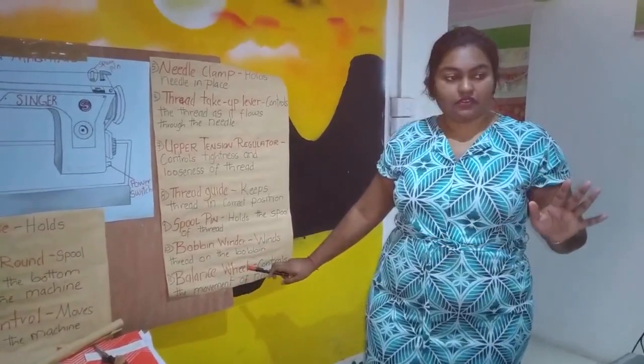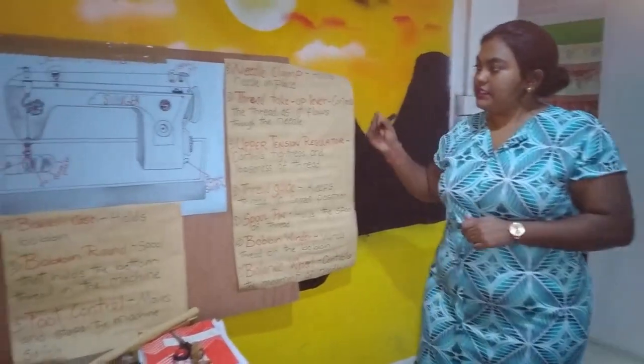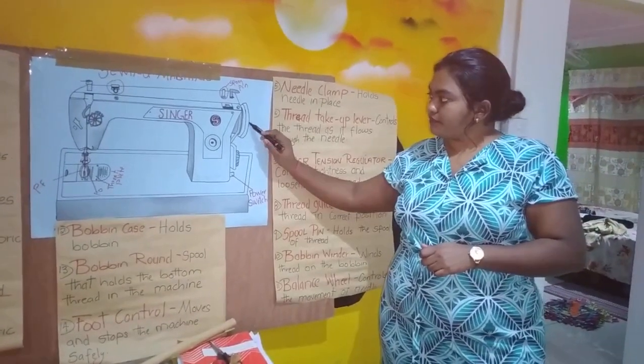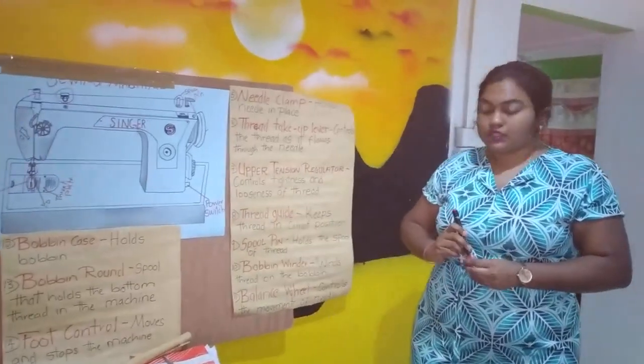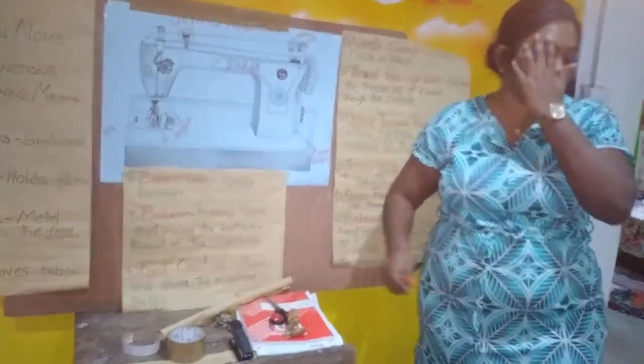Balance wheel, number 11, balance wheel, it controls the movement of the needle. This is a balance wheel. Then number 12, bobbin case, it holds the bobbin.